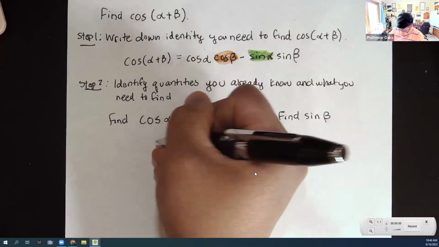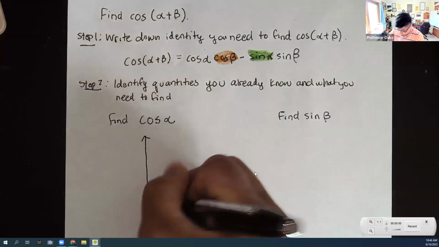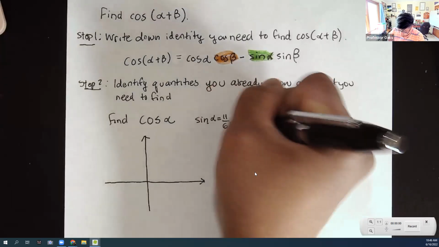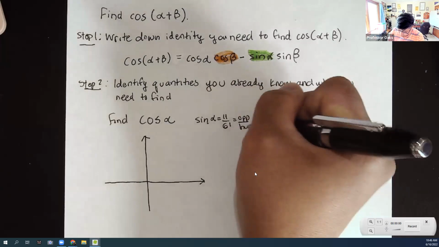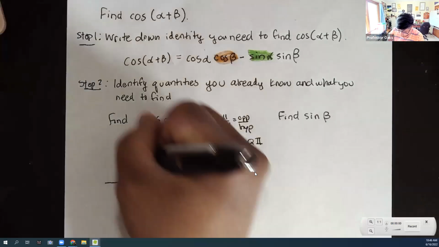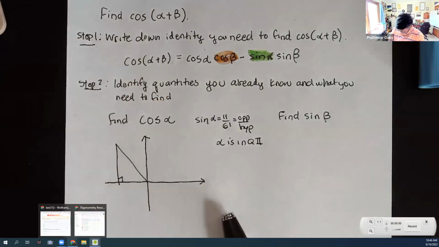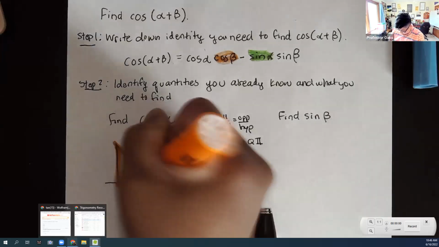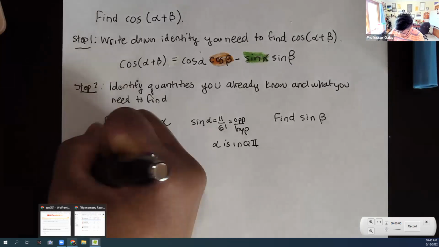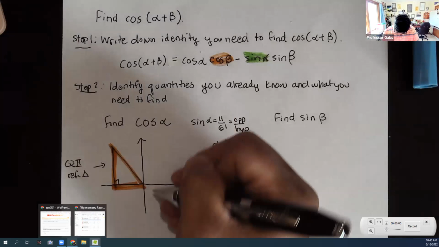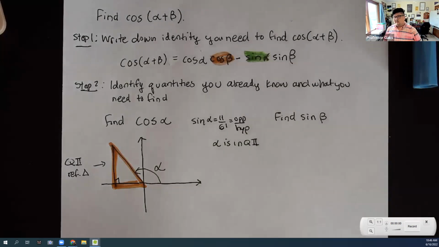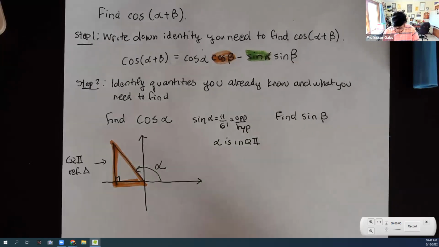You can draw the triangle. They told you that sine of alpha was 11 over 61, so that's opposite over hypotenuse, and they told you that alpha is in quadrant two. So this is a quadrant two reference triangle. This is how they look in quadrant two. There's my reference triangle, and here's my alpha. Then I just label the opposite and the hypotenuse. So this is 11, this is 61.